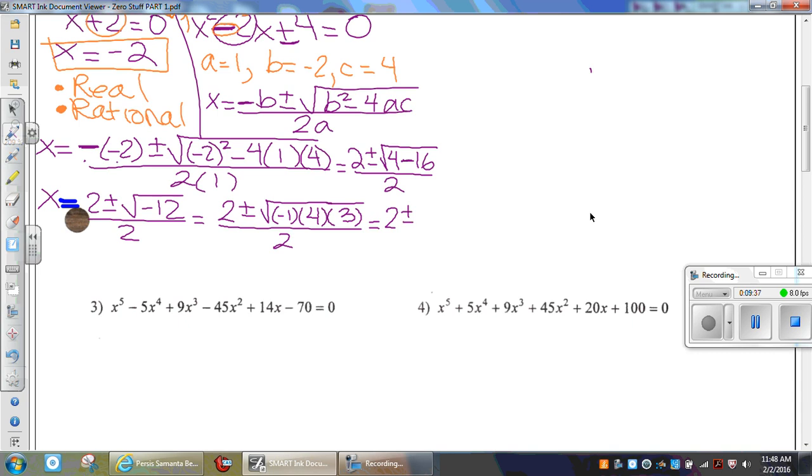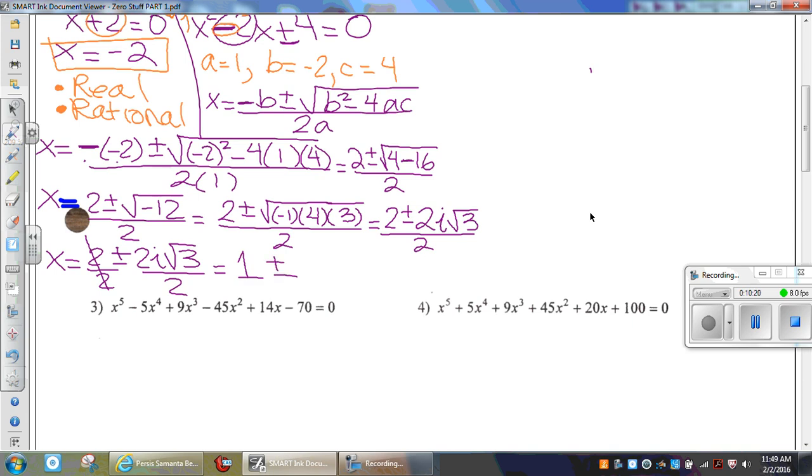So now we have 2 plus minus the square root of 4 is 2, so that comes out of the radical. The square root of -1 is i, and the square root of 3, that 3 will stay inside. All of that divided by 2. Now, I want you to notice how the 2 on the denominator is going to divide the real part and also the imaginary part. Like that. So what do we get here? 2 divided by 2. It cancels, and it's a 1. Yes, it is a 1.